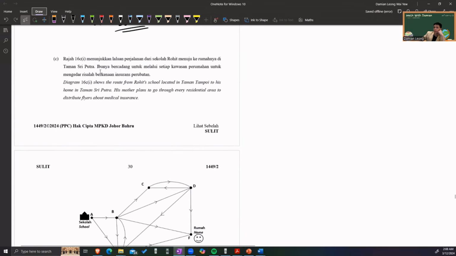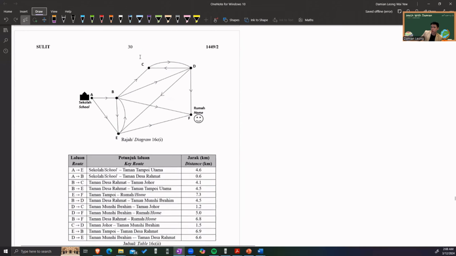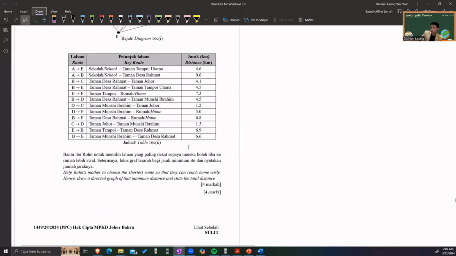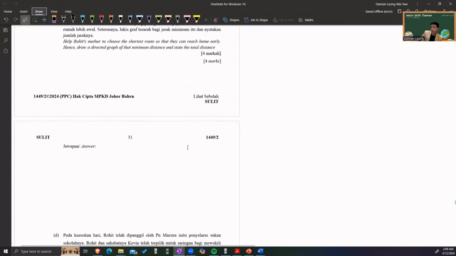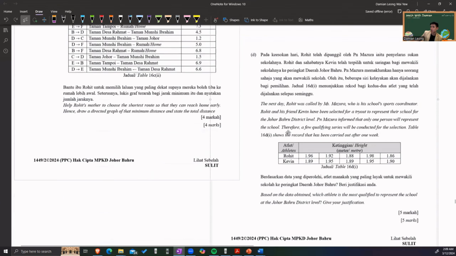Then part C. I've walked from Rohit's school to his home in Taman Sri Putra. His mother plans to go through every residential area to distribute flyers about medical insurance. Okay, we have all this stating the distance. So I want to draw a directed graph here, based on this information.